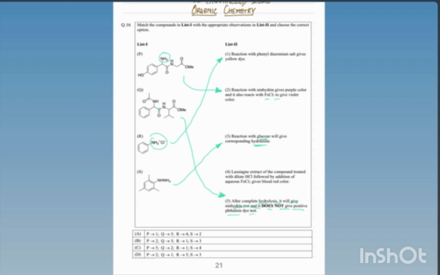So the correct option should be P matching with the second, Q matching with the fifth, R matching with the first, and S matching with the third. That's why option B should be the correct answer.